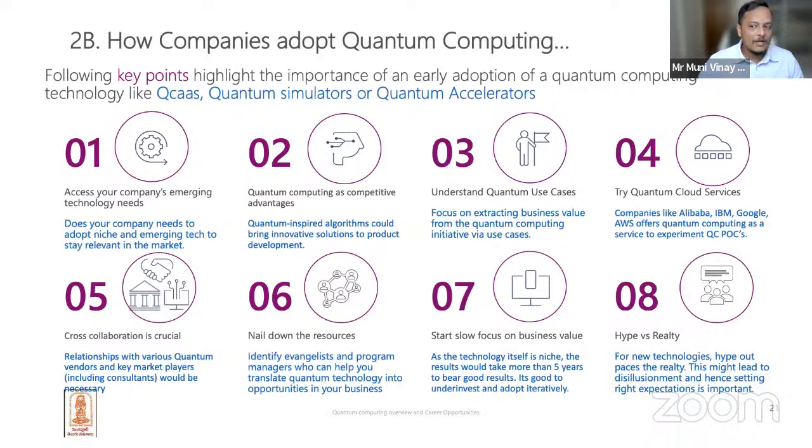Does your company really need to get into quantum computing? Maybe not. So assess your company's needs. Does your company need to adopt niche and emerging technologies to stay relevant in the market? For example, late-stage startups like us, or big tech companies like Lazada and Alibaba. They rely on technology, they live on technology, so they need to solve problems using technology on a day-to-day basis.